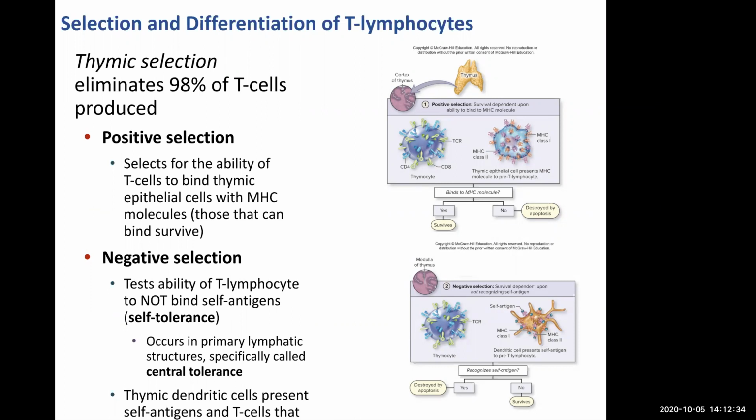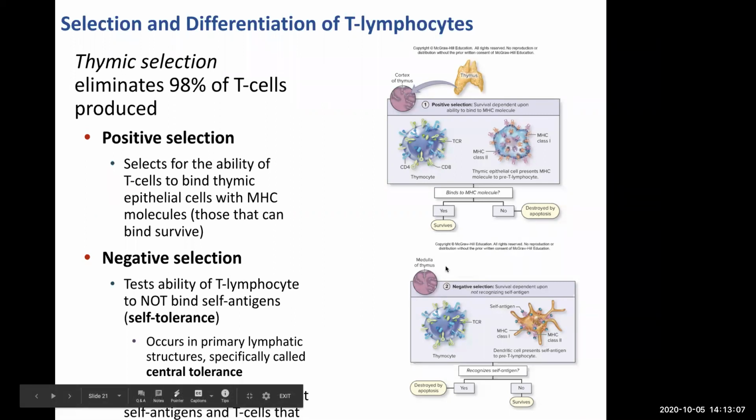And I should say that this selection process gets rid of all of the pre-T cells that enter the thymus. Only roughly 2% make it out, if you will. 98% of the pre-T cells that enter your thymus are eliminated. And they're eliminated primarily because they don't pass negative or positive selection, right? So here's what these processes entail.